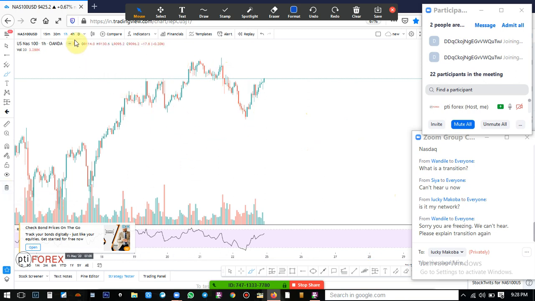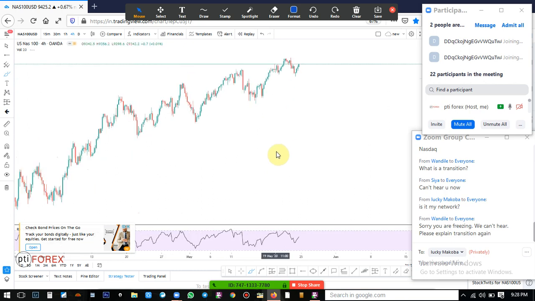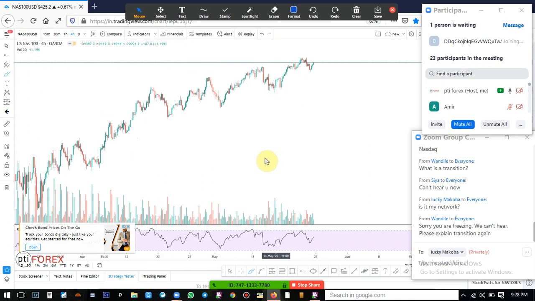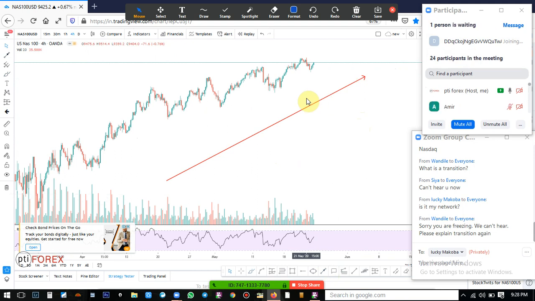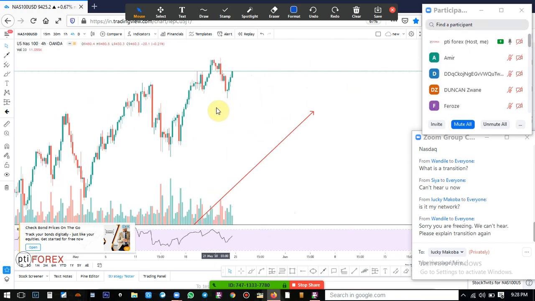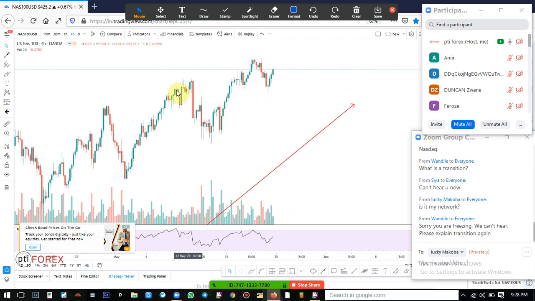So here we have Nasdaq. Let us check. I don't know if it's the real Nasdaq. So here we have Nasdaq, and it is buyers market. We can see that the momentum is all the way on the upper side, and we are looking for a buying opportunity. So you know what to consider. We only enter a buy in a corrective wave. So let us just analyze it clearly.